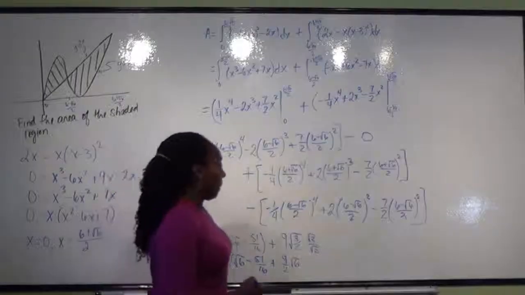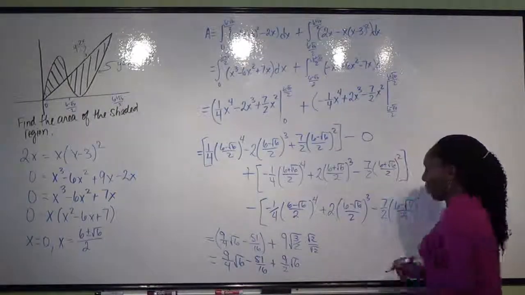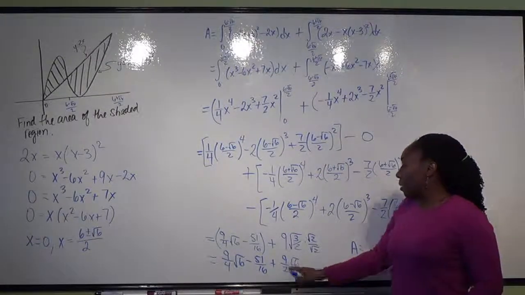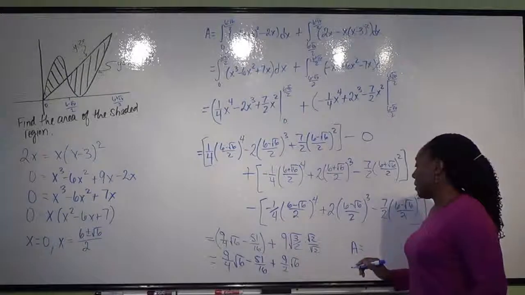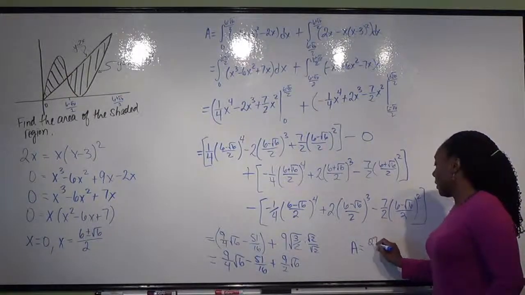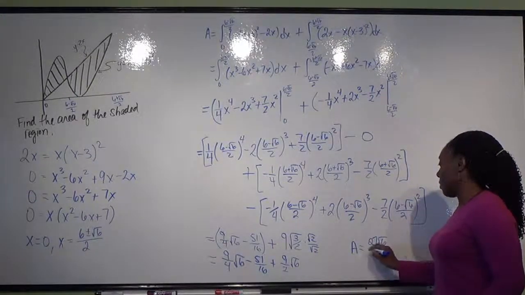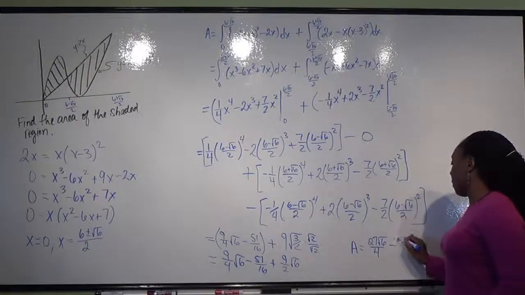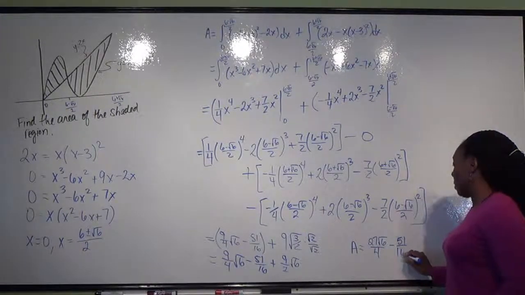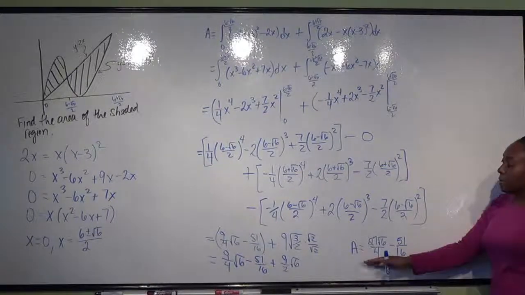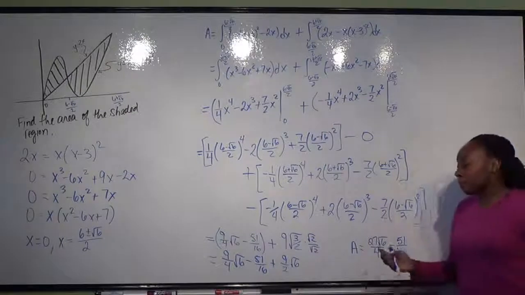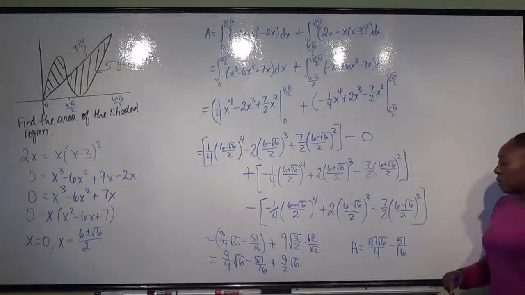I'm just going to bring it right over here. So getting a common denominator, we'll have an 18 plus the 9, so it looks like 27 square roots of 6 over 4 minus our 51 over 16. Okay, so there's our exact area. Again, for things like WebAssign, you can plug this into a calculator and get the decimal.